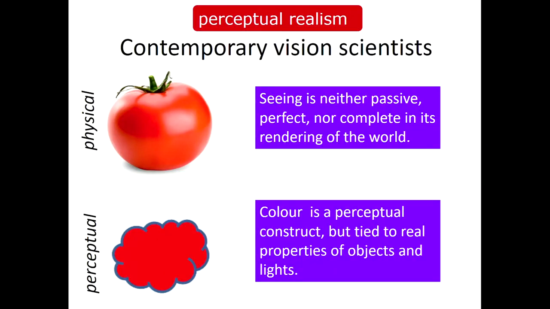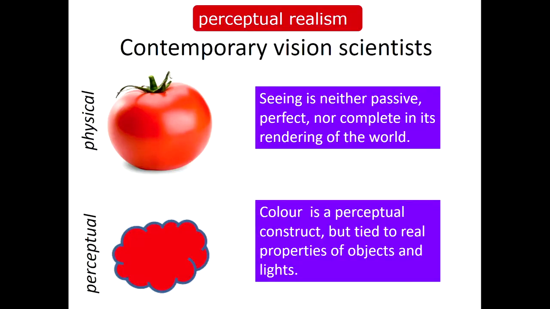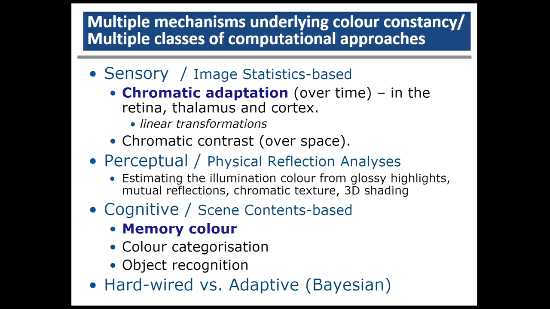So contemporary vision scientists think of seeing as neither a passive, perfect, nor complete rendering of the outside world, but as constructive, inferential, hypothetical. Although in the case of color, clearly the processes of color perception are designed to make our perceptions as close as possible, as meaningful as possible with respect to the physical properties. And because individuals differ, the experience of color perception that individuals create varies between individuals, because there are multiple ways to solve this ill-posed problem.